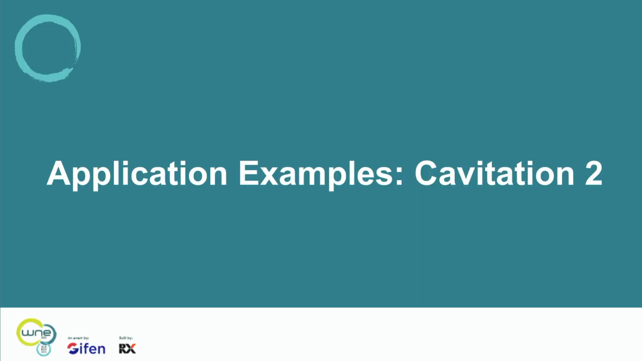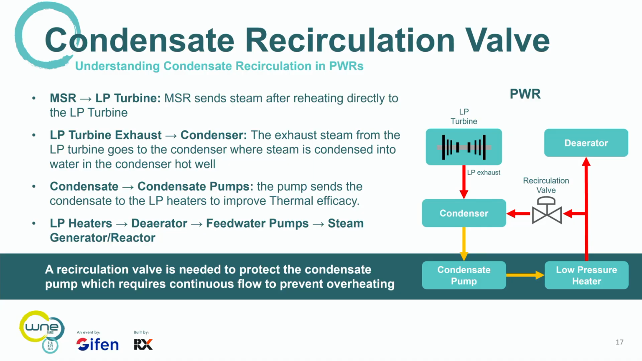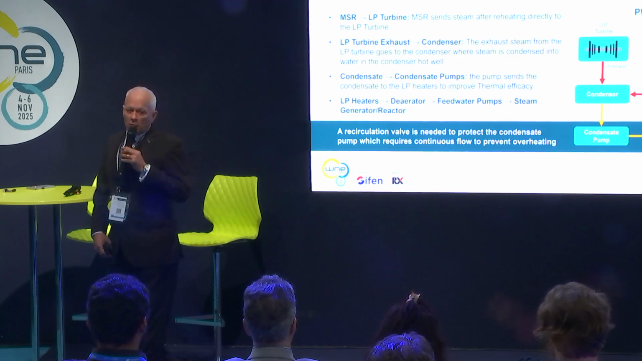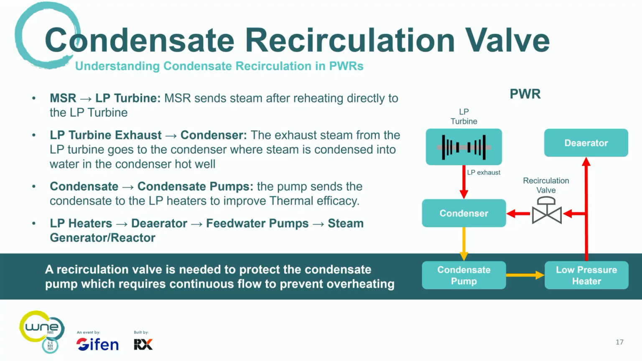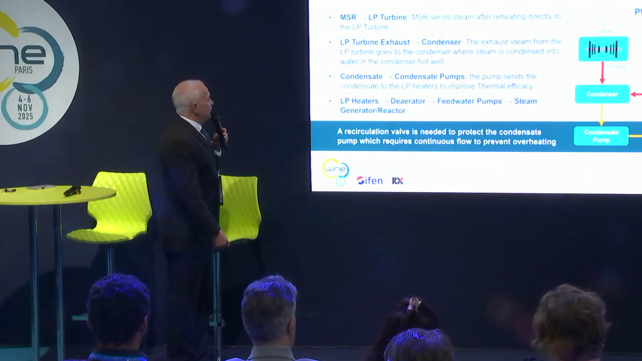Let's look at one more cavitation example. Okay. This is a condensate recirculation valve. First off, almost all recirculation valves in a plant cavitate. All right. The recirculation valve in most cases is meant to give minimum flow back to the pump. You need at least 30% of flow always recirculating back to the pump, or you're going to damage the pump. Okay. So in this case, you have the MSR.